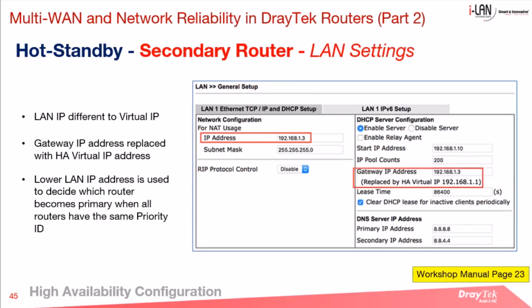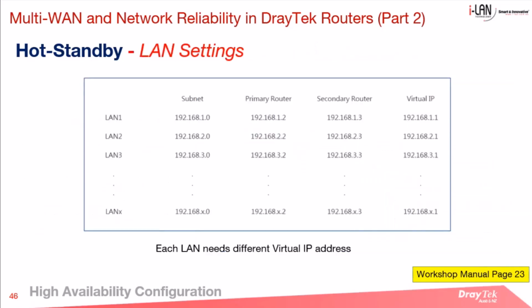Okay, here's the setting for the secondary router. The LAN IP address will be different, so for this one, we assign it 192.168.1.3. However, you notice that the virtual IP address is still the same, 192.168.1.1. In the case where your router has multiple IP subnets, it's necessary to assign a virtual IP address to each subnet. This can be done by the following steps provided here.